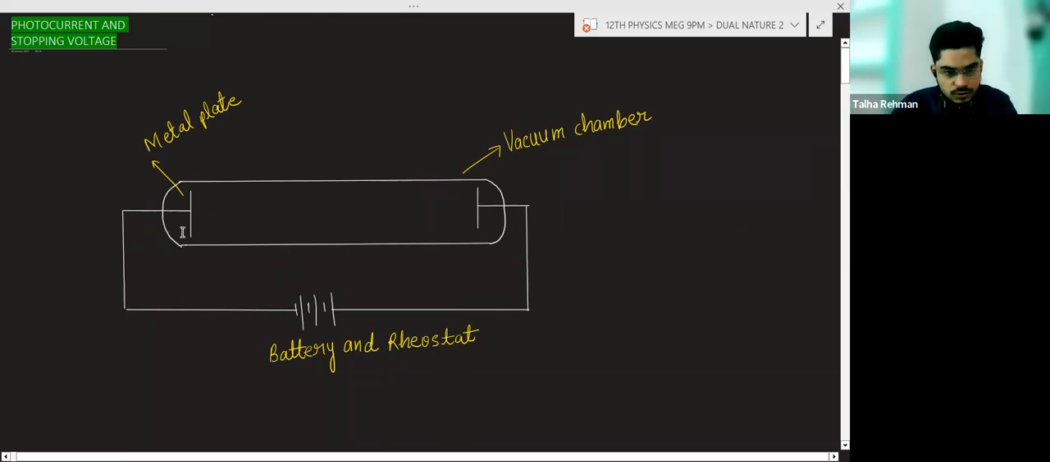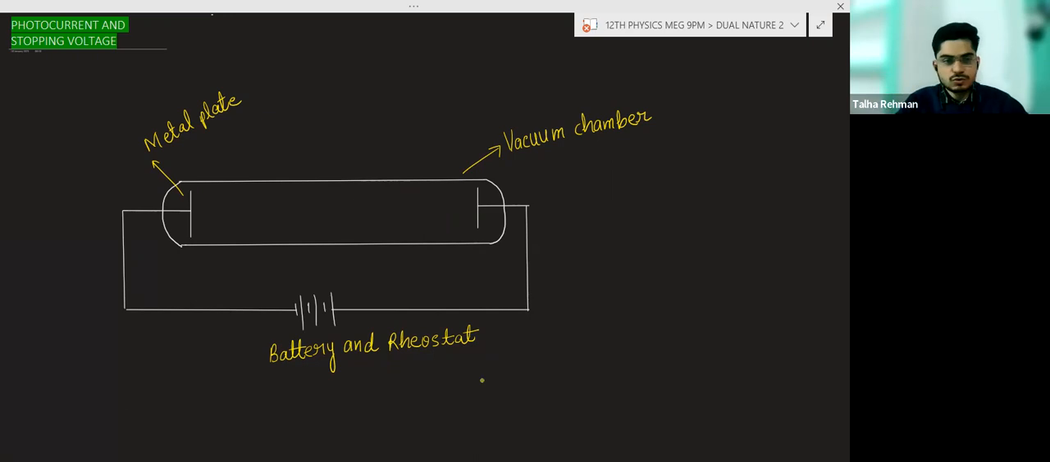This is a metal plate. This is also a metal plate, and this is a vacuum chamber. Inside this chamber, there are no particles. These two metal plates are connected with a battery and a rheostat system. The battery is a source of energy, and the rheostat is a variable resistance. With the help of the rheostat, we can change the resistance.